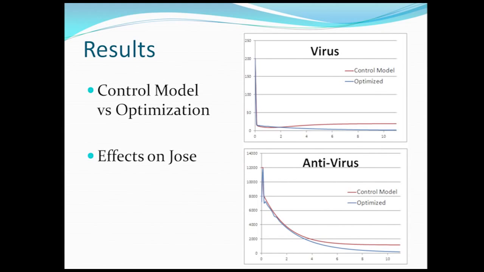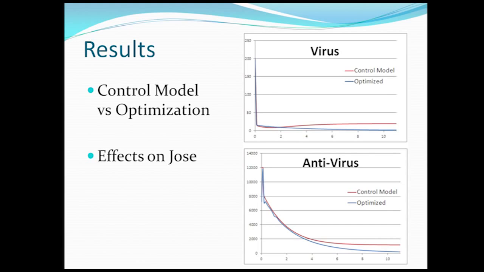So our results were a little surprising. On the graphs you see, the virus is on the top and the antivirus is on the bottom, and the red line is our control model where we set a set point and let the controller control that, and the blue line is the optimizer where we optimize the minimum amount of antivirus given over the 10-year period. And you can see they're a little different, but after looking at it, we decided they're pretty much the same because of the simplicity of our model. Statistically speaking, they're close enough to be about the same.